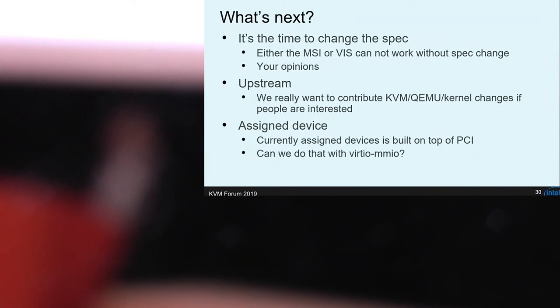So what's next? For both the MSI and the virtual interrupt mechanism, we need to change the spec. So it's time to change the spec. But what I'm showing is just a proposal from us. It doesn't mean it's a final solution, so we want to hear your opinions on this. Also, we already have some Java code, so we want to contribute this code upstream, to the kernel upstream.